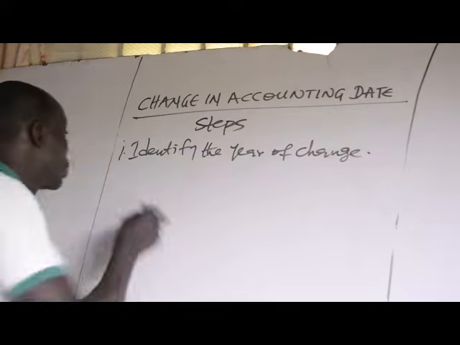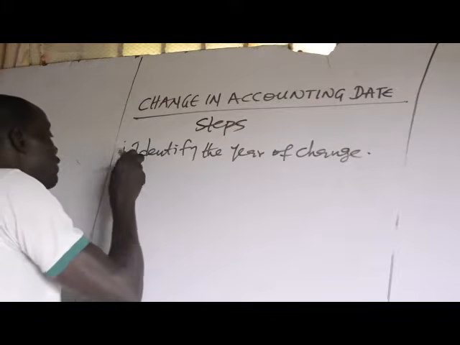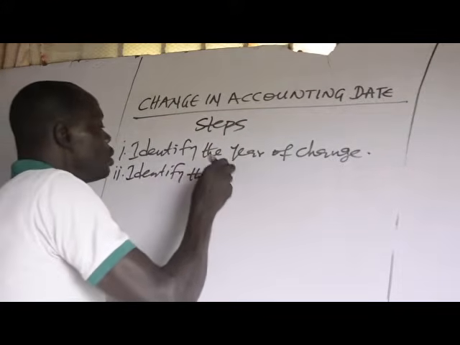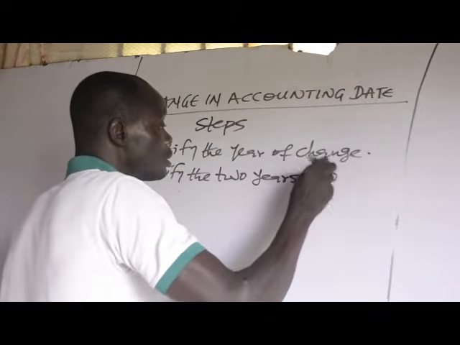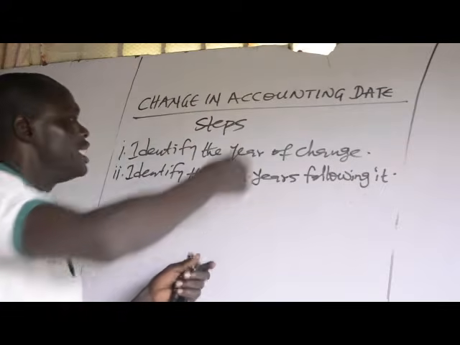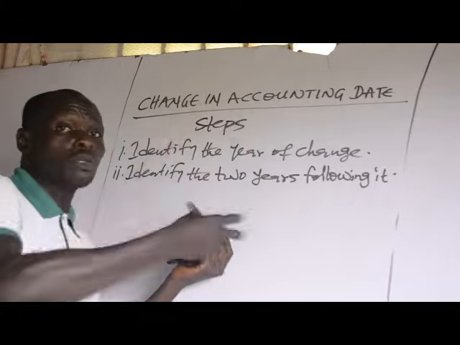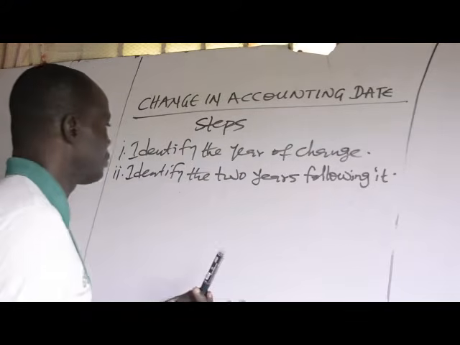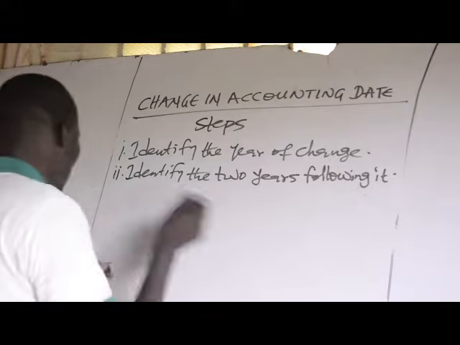Number two is to identify the 2 years following it. That is, the 2 years following the year of change. If you have identified the year of change and the 2 years that follow it, that means you have identified 3 years.